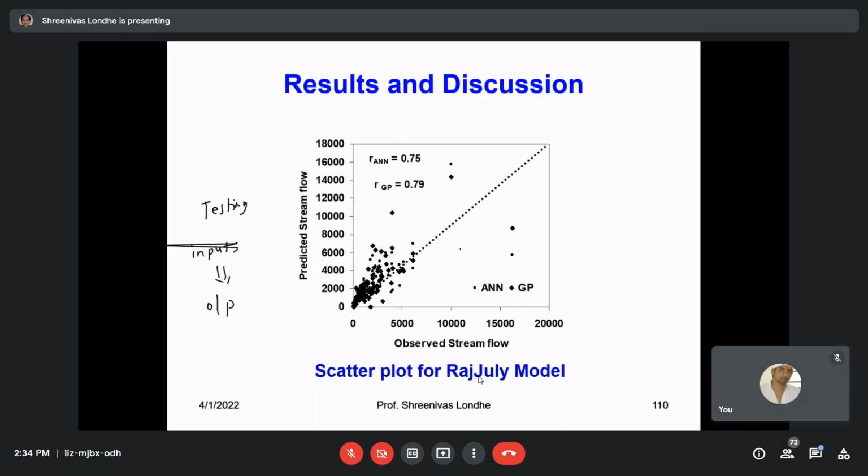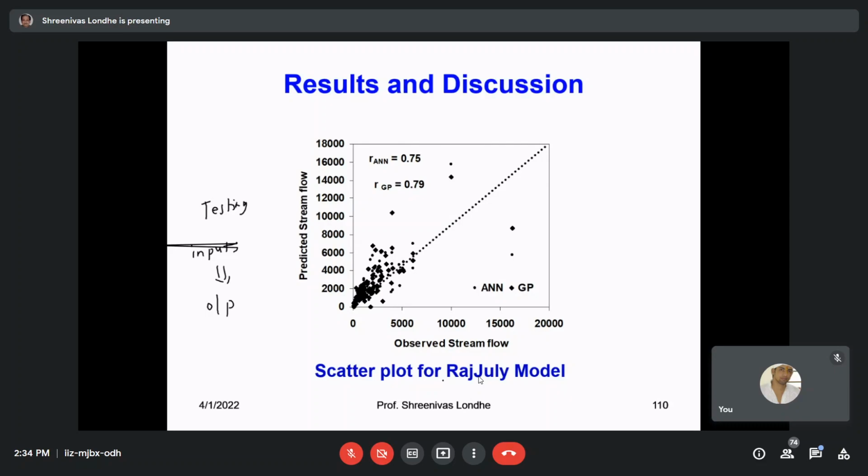So once we do that, it is a scatter plot. The R value is 0.75. As I said, for a natural problem like stream flow forecasting in a river, 0.75 is a very reasonable answer. So I can say that the neural network has understood the phenomena of stream flow forecasting, at least in this particular case, if not all.